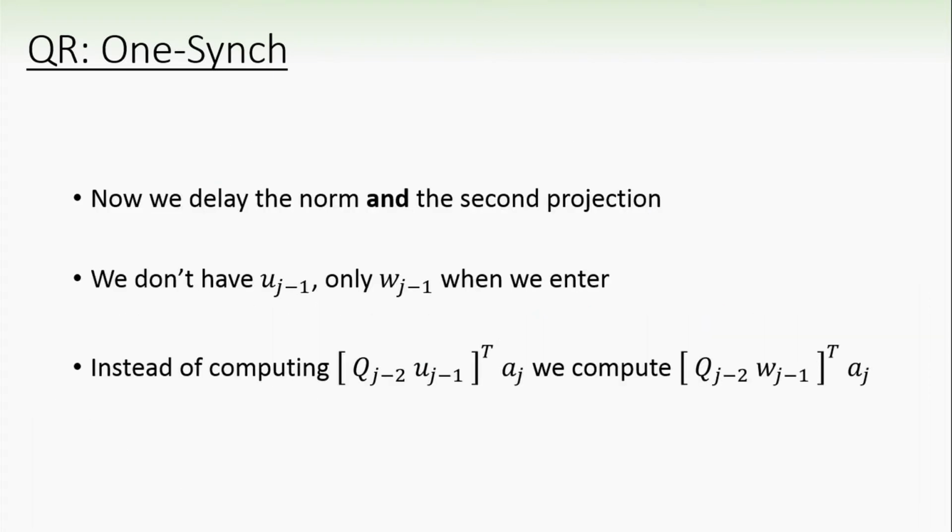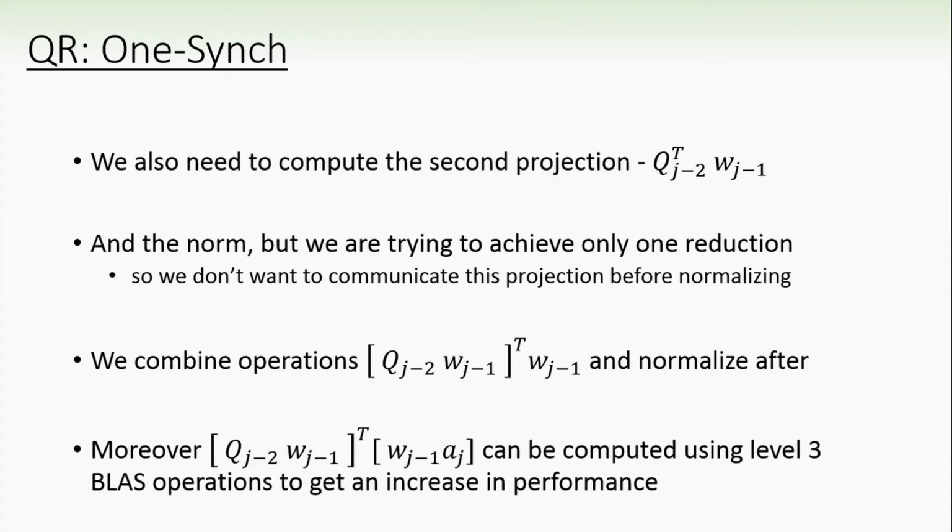So delaying the norm as well as that second projection. Now we don't even have an unscaled column, we have an unscaled and once projected vector instead. So instead of computing what we did for going from 3-sync to 2-sync, we have to do this other inner product there. Like I said, we also need to do the second projection.